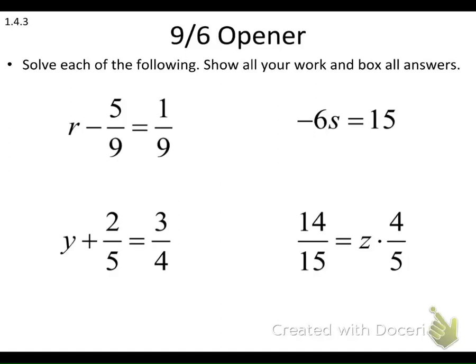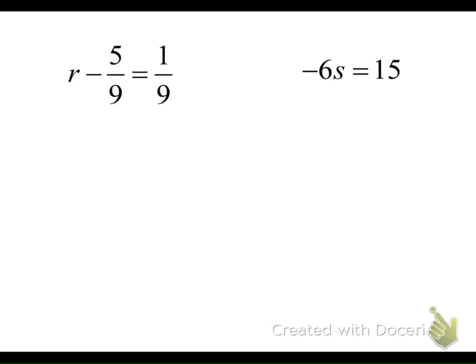Okay, so today's opener is going to resemble much like what your quiz is going to look like on Friday. You're solving one-step equations with fractions. So let's take a look at the first two. We have r minus 5/9 equals 1/9.